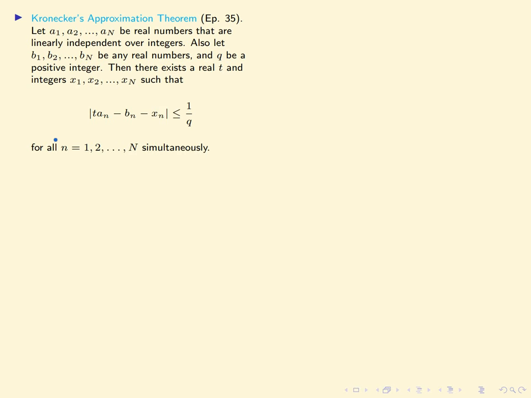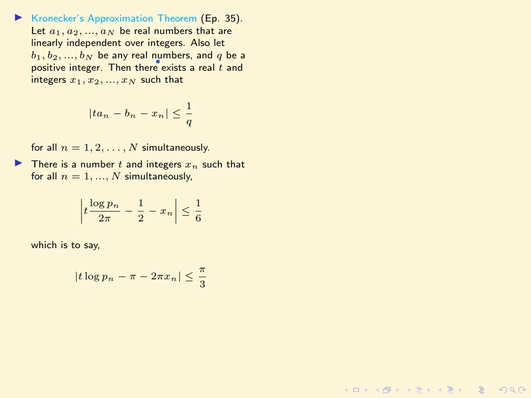If this doesn't make any sense, let's just proceed forward a bit, and then you'll see what the point of this theorem is, because I think it's hard to explain what the theorem is without actually using it. What I'm going to say is there exists a number t and integers x sub n, such that for all little n equals 1 through big N simultaneously, t times log of p sub n over 2 pi, so these are the a sub n's that are linearly independent, minus 1/2, which are the b sub n's, minus x sub n, is less than or equal to 1/6.